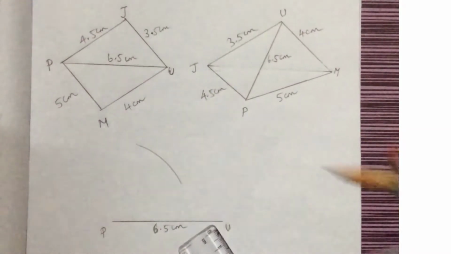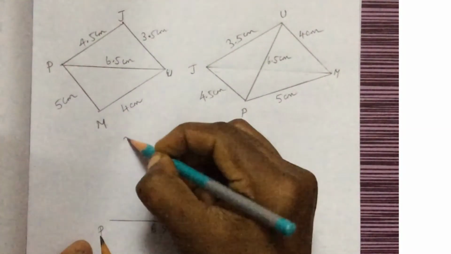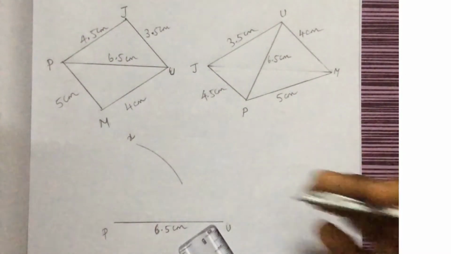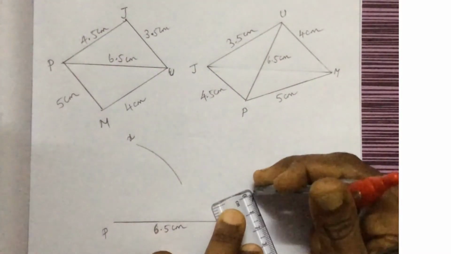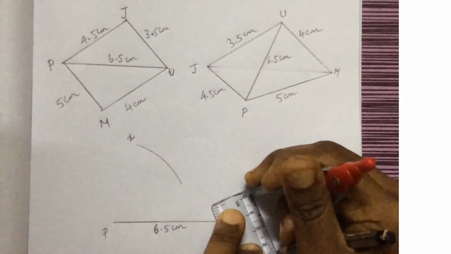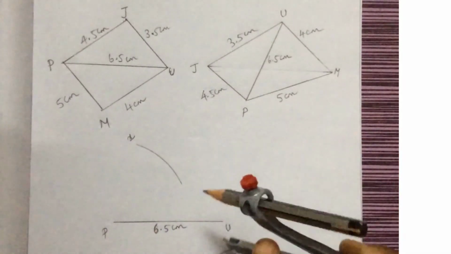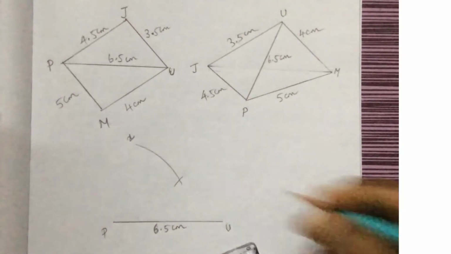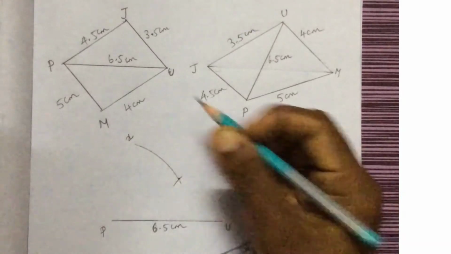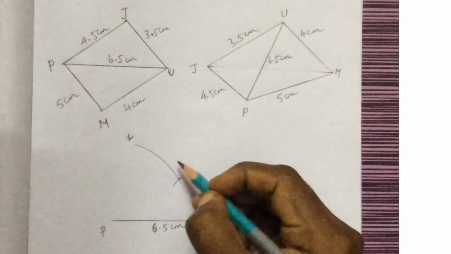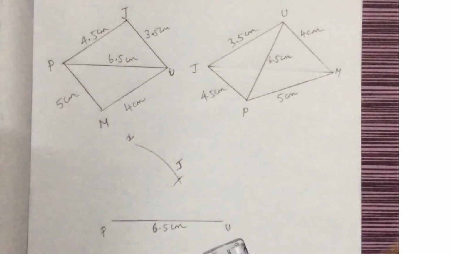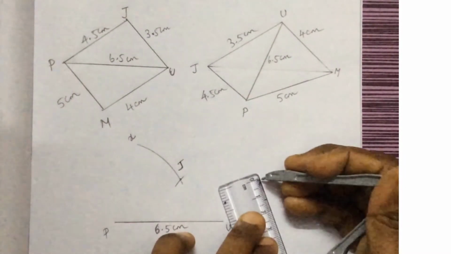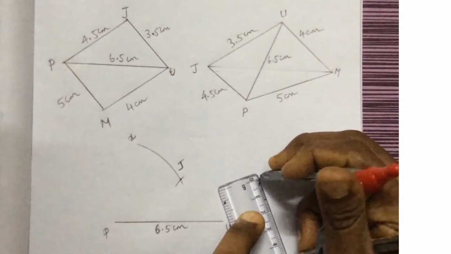Now let me name the arc as X, and from U we have to cut that with radius of 3.5 centimeter. So from here cut this arc of 3.5 centimeter. So this point is J. Now with this P as center I have to take 5 centimeter.